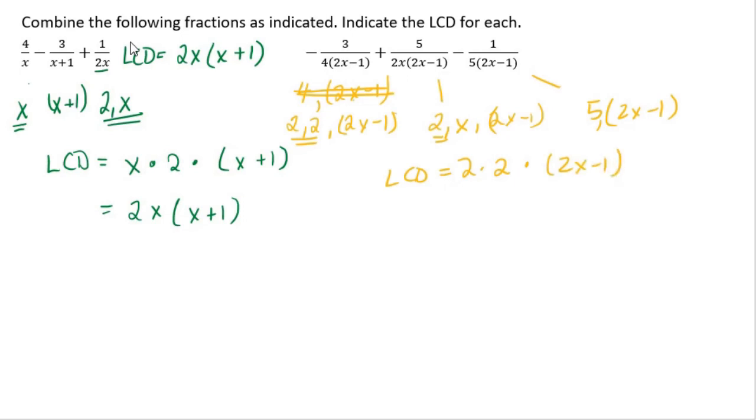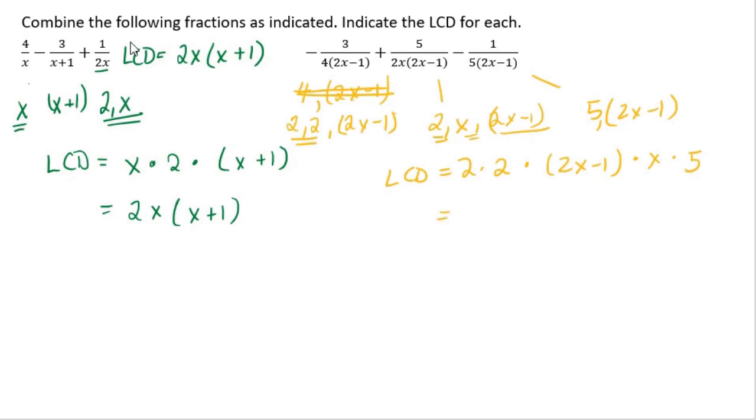Looking at the second denominator, I need a 2, got one. 2x minus 1, got one. But I also need a solo x, which isn't the same thing as a 2x minus 1. So I'll make sure I multiply by x as well. And then finally, the only thing that's unique about the last denominator is the 5.